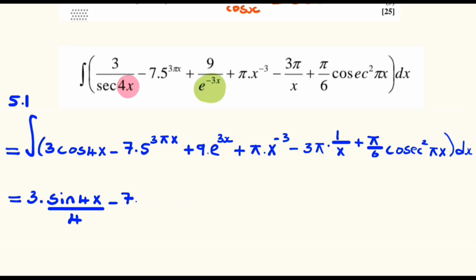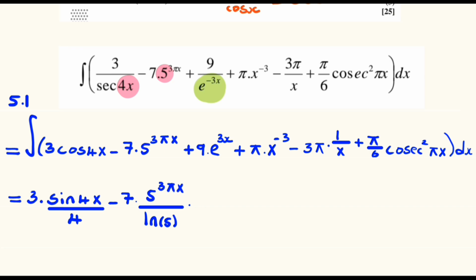multiplied by the integral of 5 raised to the power 3 pi x. The integral of an exponential function is not available in the formula sheet, so you have to memorize it, and it will be equal to, in the denominator, the ln of the base, the ln of the base 5. In the numerator, we have the exponential function as it is, 5 raised to the power 3 pi x.